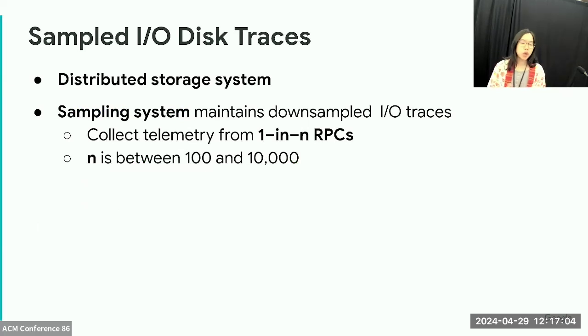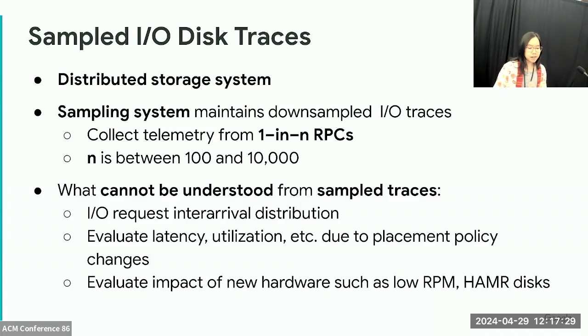So our idea is to leverage sampled I/O disk traces, because I/O samples are routinely collected by distributed storage systems in large-scale data centers. In particular, we typically have a telemetry or sampling system that collects some of the I/O samples. For example, this system might collect 1 every n RPCs that go to the storage server. The downside of looking at just the sampled traces is that there are a lot of things that we cannot really get from them.